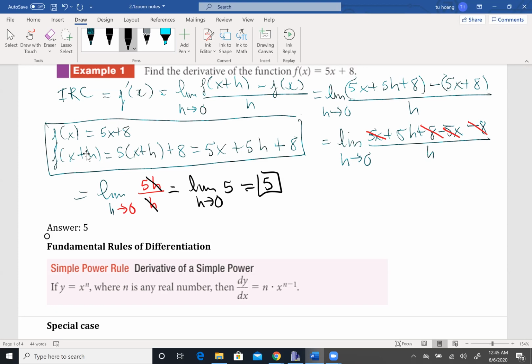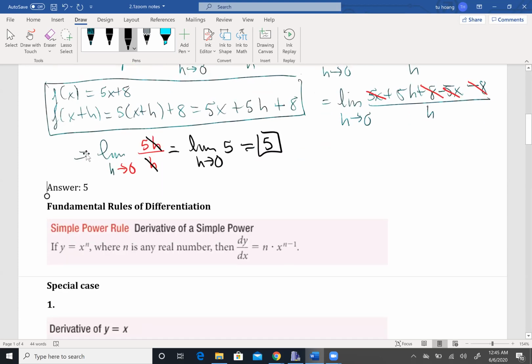And now we're gonna learn about fundamental rules of differentiation. Okay, so the rule that you have to learn in this session is a simple power rule. It is a very important one.